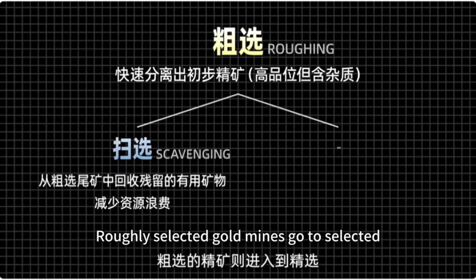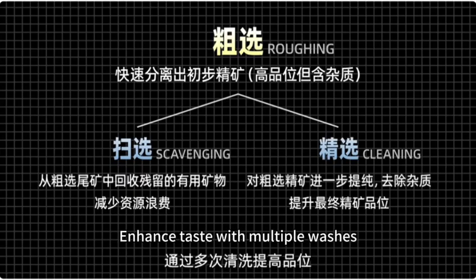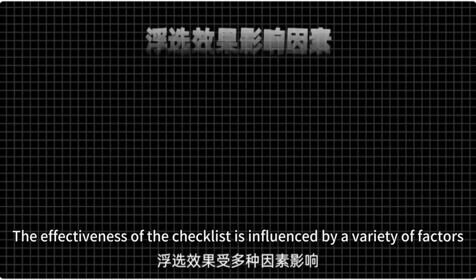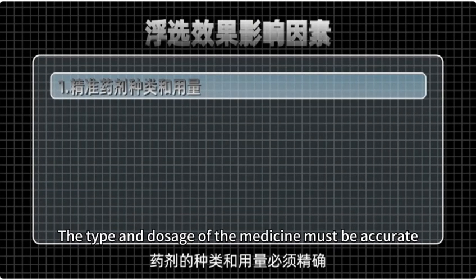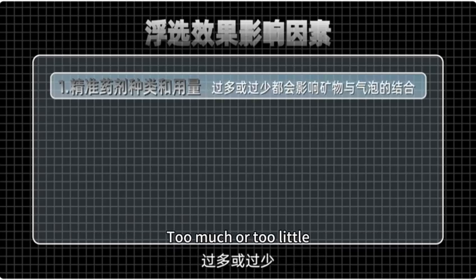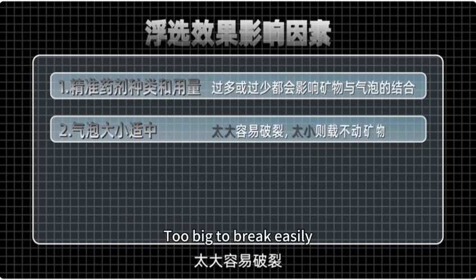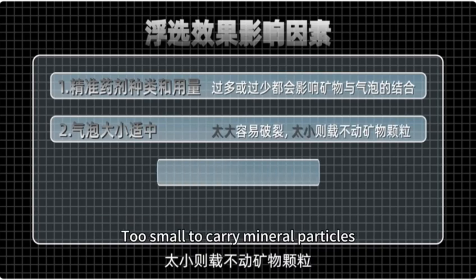Roughly selected gold concentrate goes to cleaning. Enhance the grade with multiple washes, just like repeatedly sifting in a gold rush. The effectiveness of flotation is influenced by many factors, and the dosage of the reagent must be accurate. Too much or too little affects the binding of minerals to bubbles. The bubble size should be moderate. Too big and they break easily. Too small and they cannot carry mineral particles.